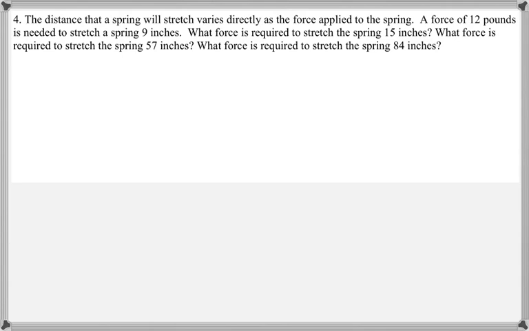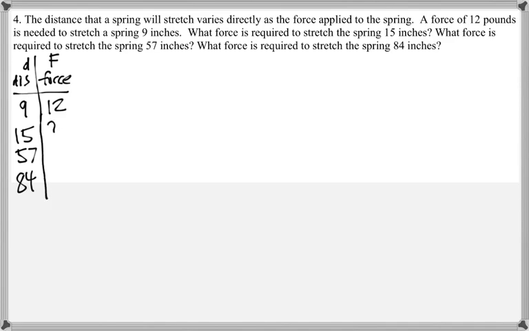So we have two variables. We have d for distance, and we have F for force. And they give us the 9 with the 12, and then they give us 15, 57, and 84. So I don't know what those are. So I want to use the two where they're together to find K.